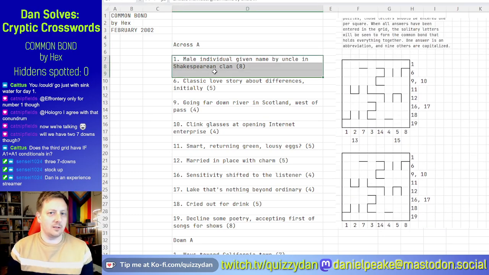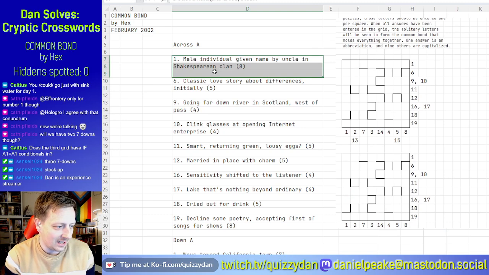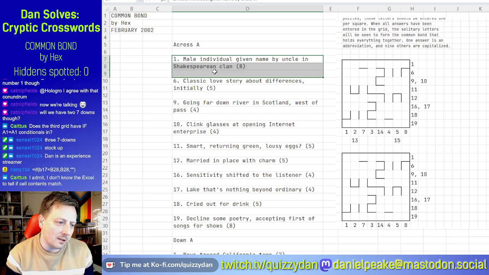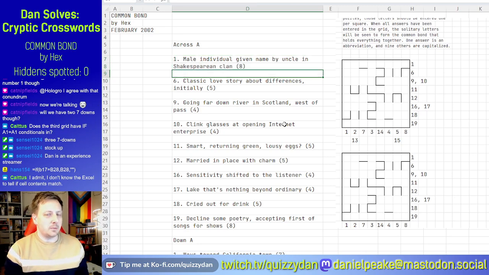Allow me to first go to all the clues and then I will go to you when I need help. Male individual given name by uncle in Shakespearean clan. So is it going to be a name in Shakespeare? Love Shakespeare.